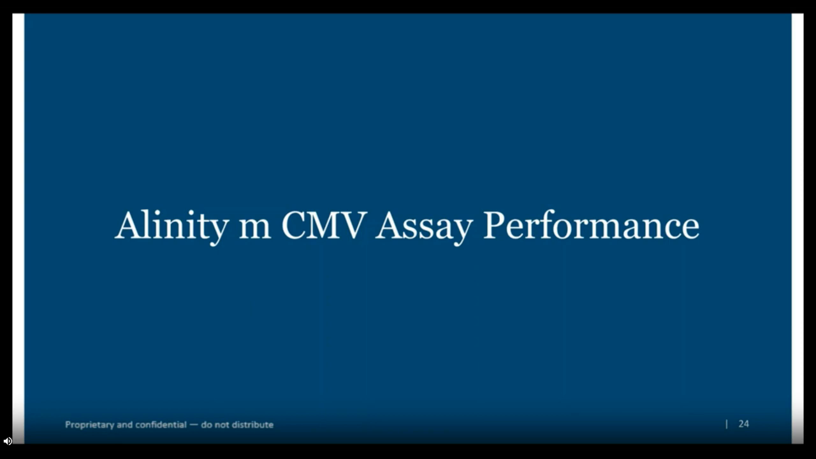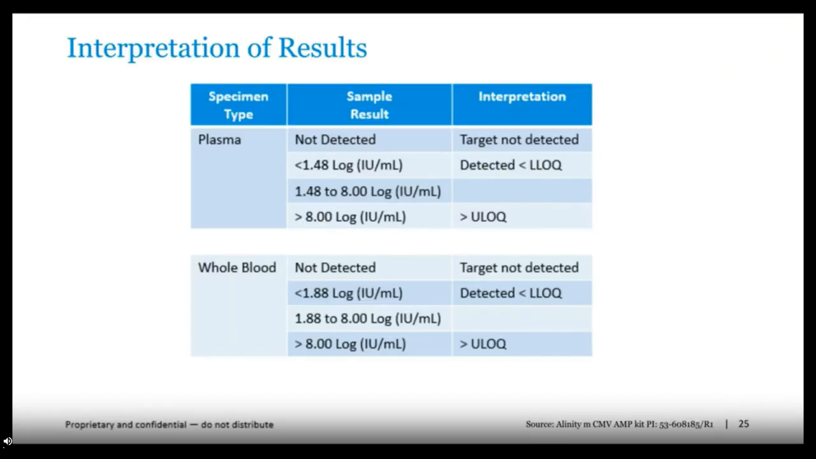Let's dive into the assay performance data next. We'll start with the CMV assay. So here's a look at the results that come off of the CMV assay, specimen type for both plasma and whole blood. You can see that the measurement range is 1.48 to 8 log international units per mil in plasma and 1.88 to 8 log international units per mil in whole blood.